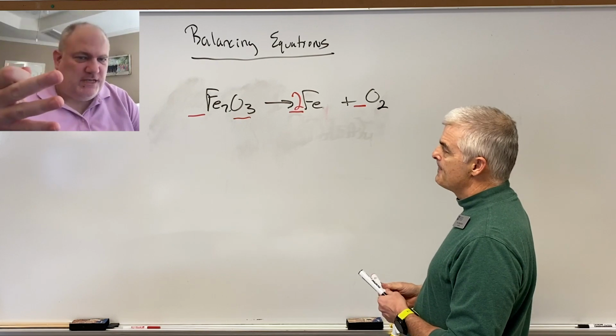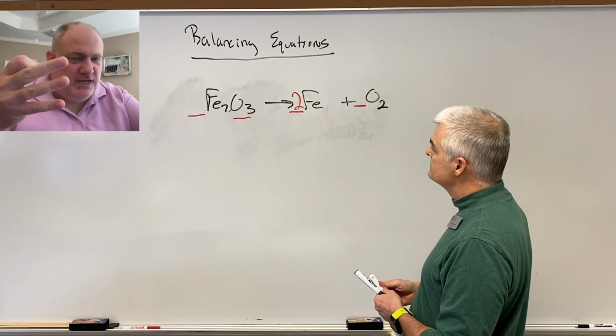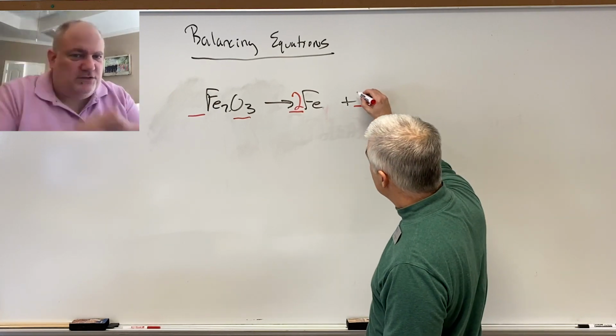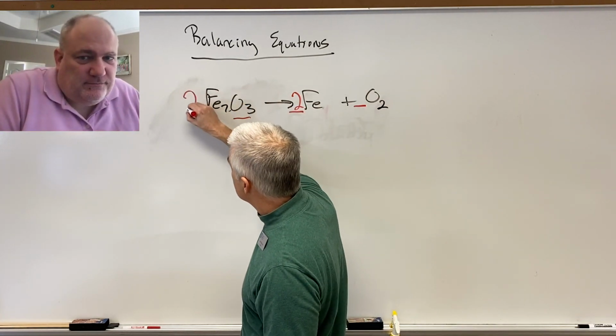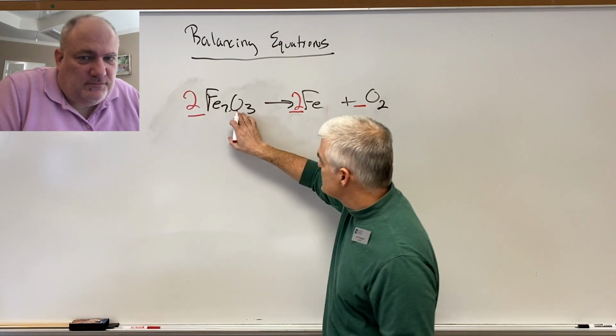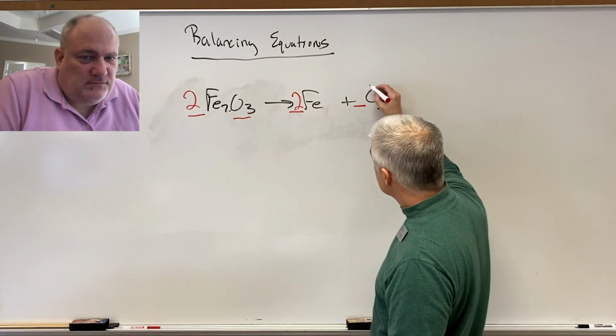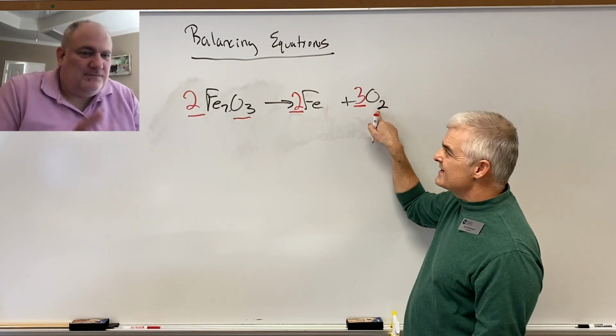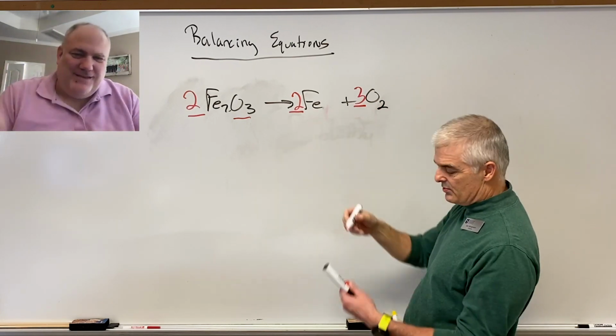If I have 3 O's on one side and I have 2 O's on the other side, I can take 2 of the O3s and 3 of the O2s and balance them off. So if I put a 2 here, that means there's 2 times 3 or 6 O's. To fix the O's on this side, I get 3 times 2 is 6 O's. But Mr. Dimitrievich, that just screwed up my iron. I solved the iron problem. Yeah. Now it's all broken.